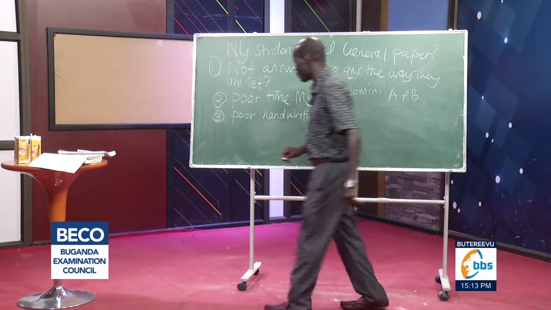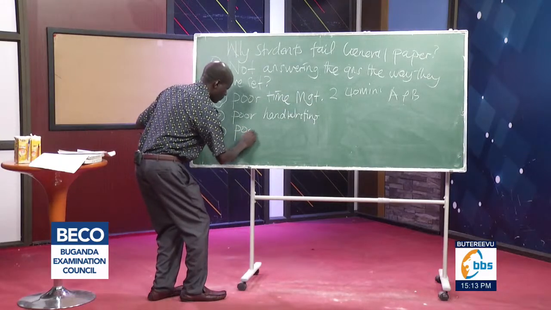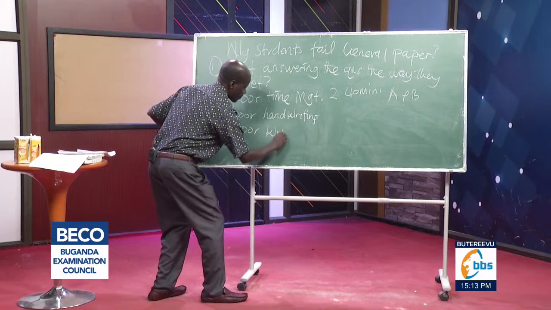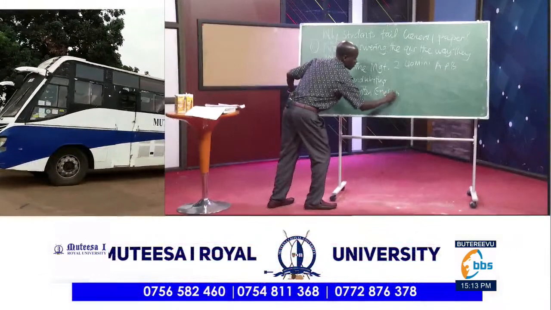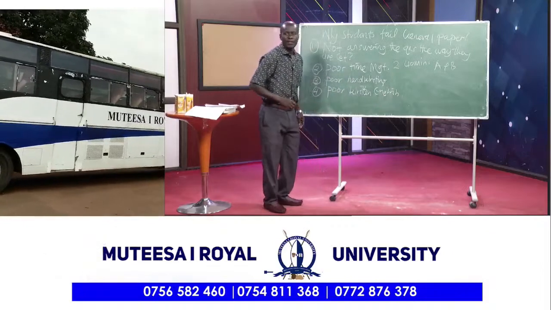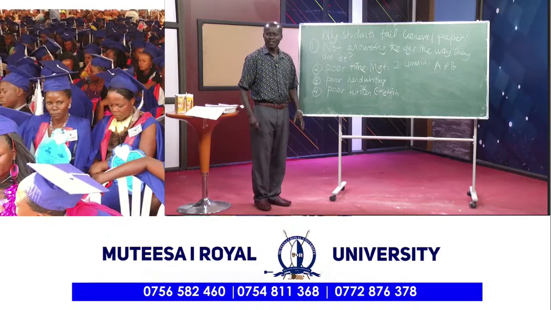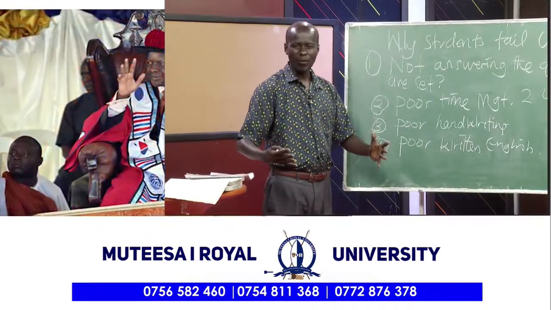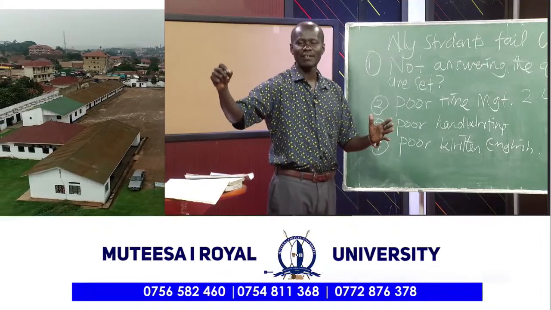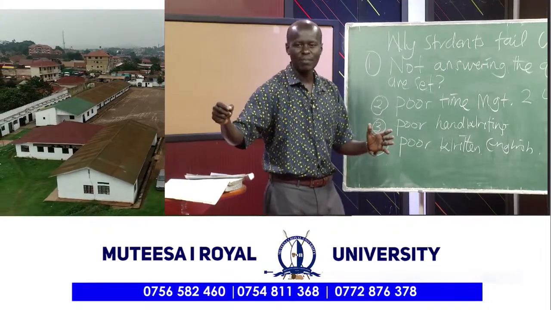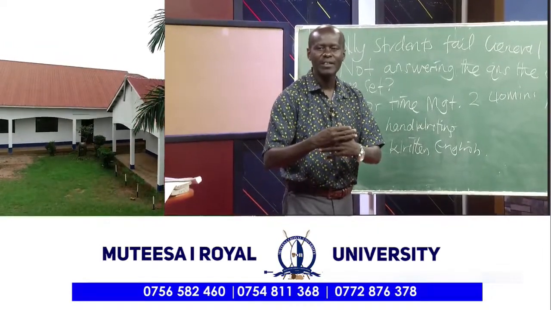Reason number 4, that brings us now to reason number 4. That is poor written English. Poor written English. The questions in general paper require you to write an essay in section A in continuous prose. In section B, you're answering questions on specific areas.